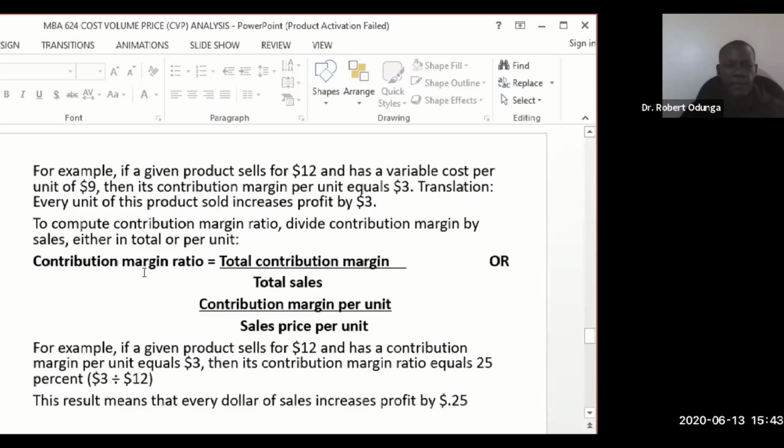Now look at this example. If a given product sells for $12 and has a variable cost of $9, so our variable cost is 9. This is per unit, and the selling price is 12. Then its contribution margin per unit is 3. So how do you get 3? It is actually 12 minus 9. Okay.